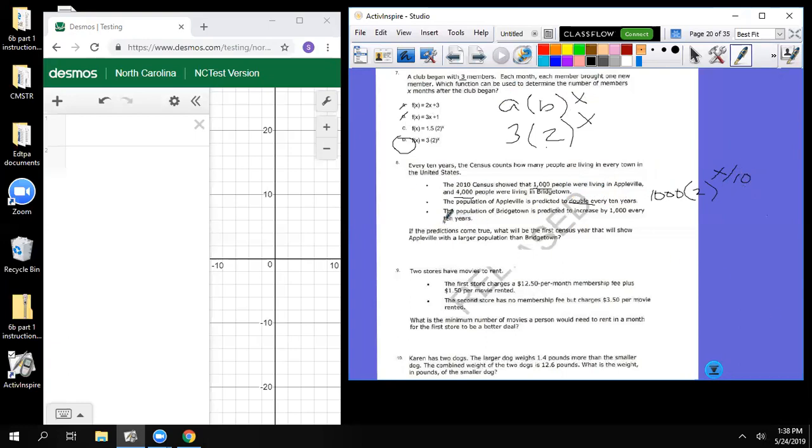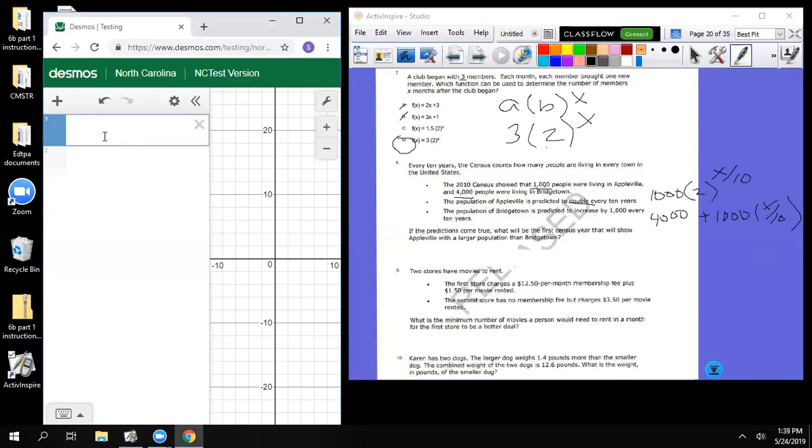All right, so then that's one equation. And then our second equation, the population of Bridgetown is predicted to increase by 1,000 every 10 years. So our initial value we said for Bridgetown was 4,000. So 4,000, but it's increasing by 1,000 every 10 years. So this is actually linear. So it's 4,000 plus 1,000 times x divided by 10. Because again, it's per 10 years.